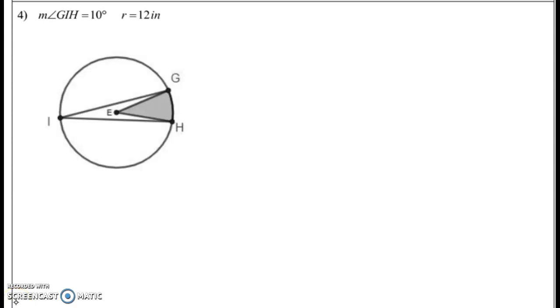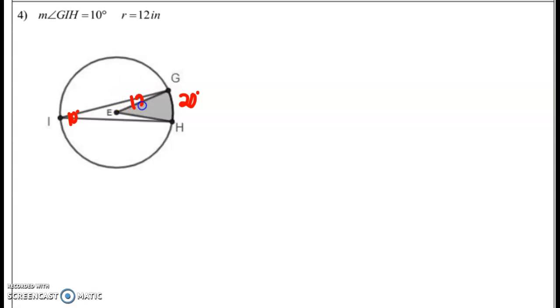Okay, we're at the last problem, and in this problem we know that angle GIH is 10 degrees. So if this is 10 degrees, that's an inscribed angle. It is half the measure of the intercepted arc. So this has to be 20 degrees, and this would obviously be 20 degrees as well. So knowing that, that's helpful to find the area and the perimeter of this piece of pie called a sector.